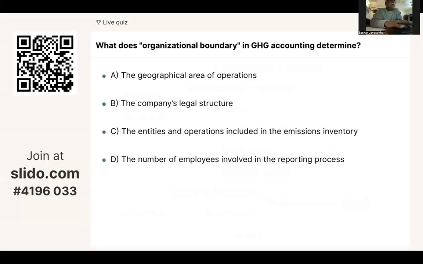What does the organizational boundary in the GHG accounting determine? This is the second one, right? No, this is the first question.